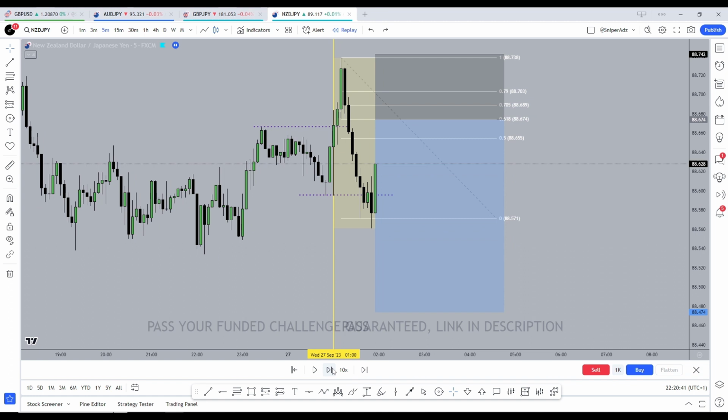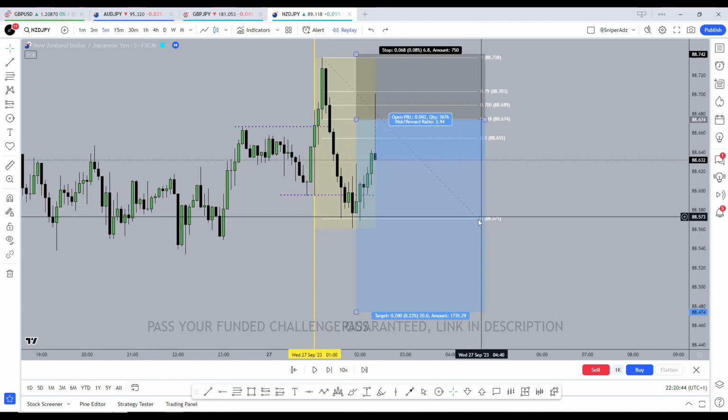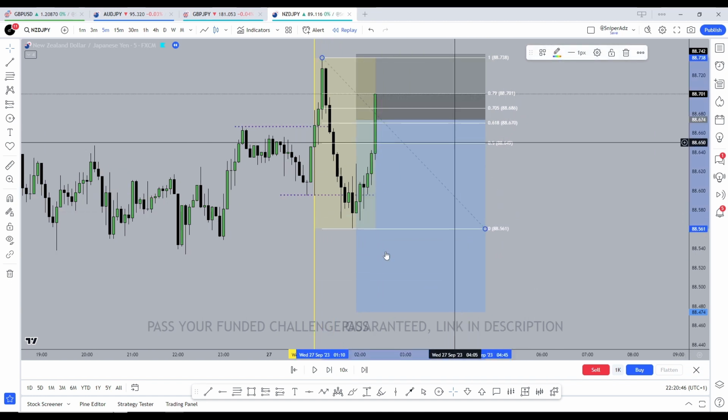So let's see how this plays out. Now let's just in fact extend that to there, and you can see the market going into 62%.